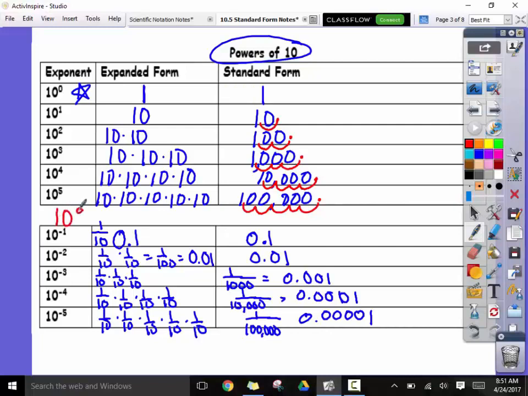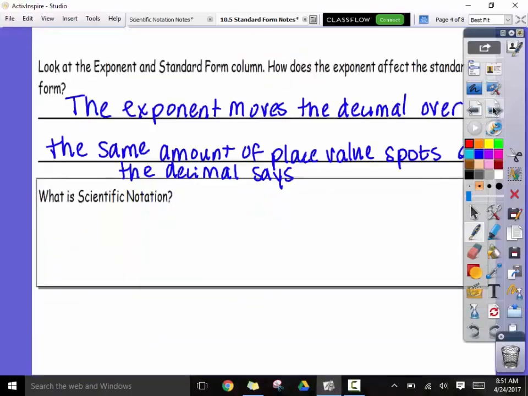Okay, so if I have 10 to the 0 being 1, now 10 to the negative first, it was here, so it went 0.1. And then 10 to the negative second went 1, 2. 10 to the negative third went 1, 2, 3. 10 to the negative fourth, 1, 2, 3, 4. 10 to the negative fifth, 1, 2, 3, 4, 5. So that's how you can see that the exponent relates to moving the decimal.